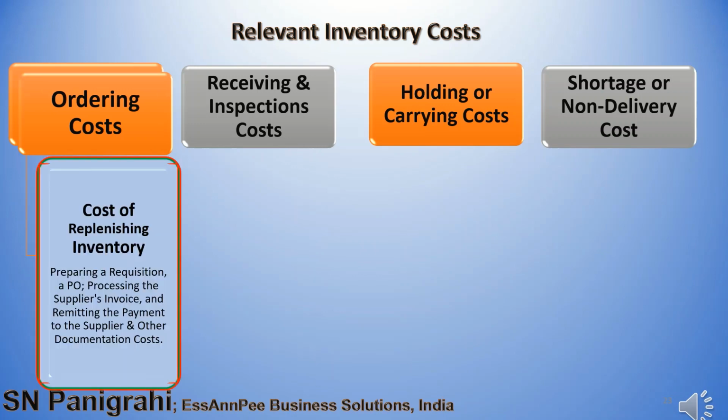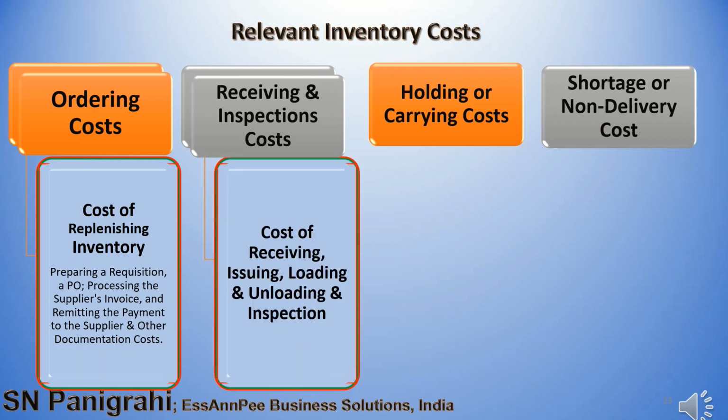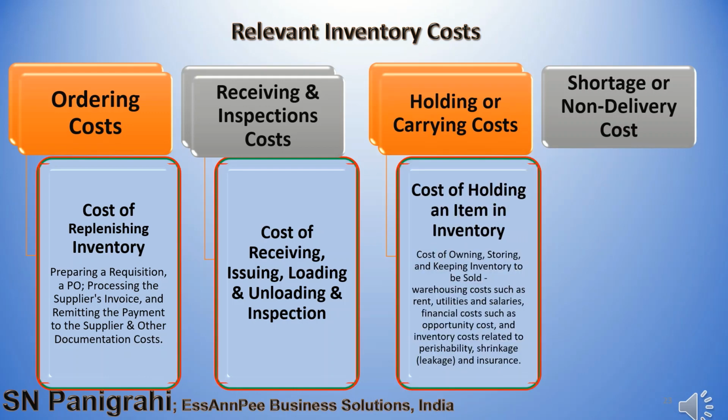Ordering costs are costs of replenishing inventory, preparing a requisition, a PO, processing the supplier's invoice, and remitting the payment to the supplier, and other documentation costs. Receiving and inspection costs. These are costs of receiving, issuing, loading and unloading and inspection. Holding or carrying costs. These are costs of holding an item in inventory.